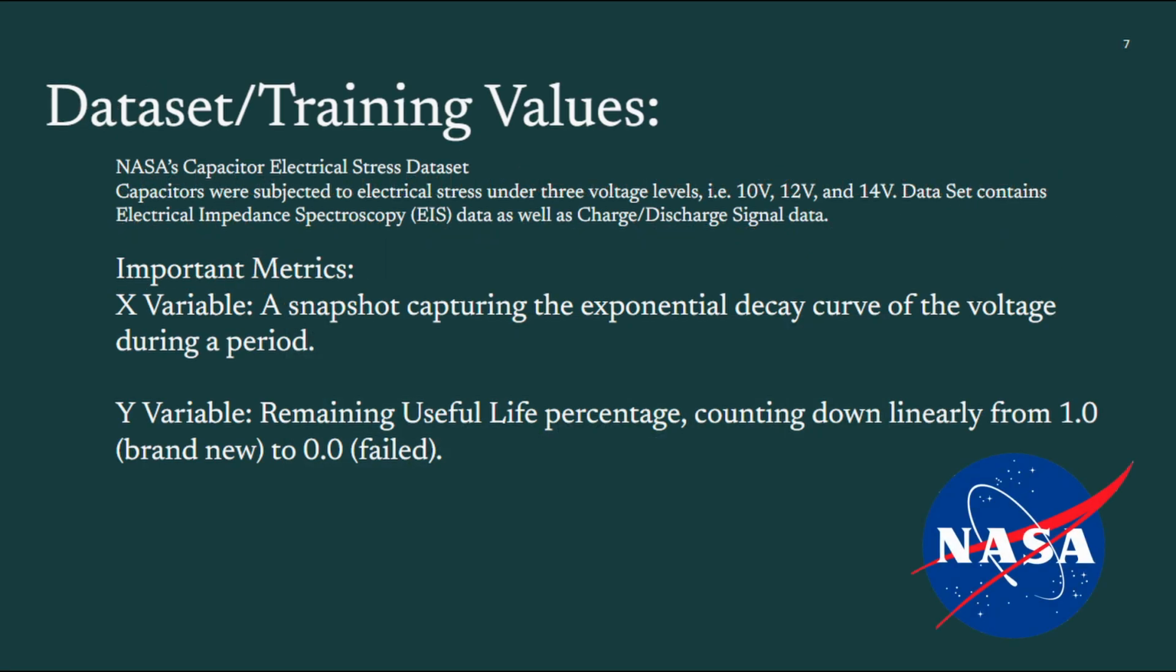For my dataset, I used the NASA PCOE Capacitor Electrical Stress Dataset to simulate a situation with real RC circuits in industrial settings. The model's input was a snapshot of the voltage decay curve, and the output was a value from 1 to 0, based on what percent of the capacitor's useful life is remaining. 1 meaning the capacitor is new, and 0 meaning that it has reached failure, or 20% in decrease.